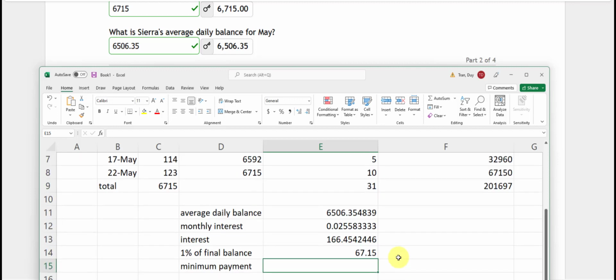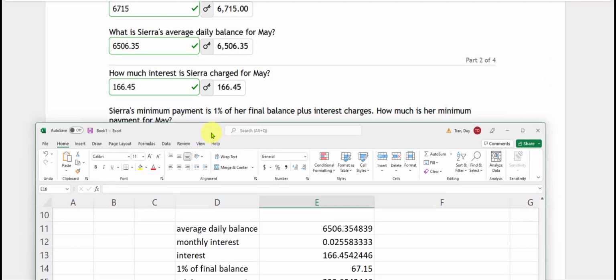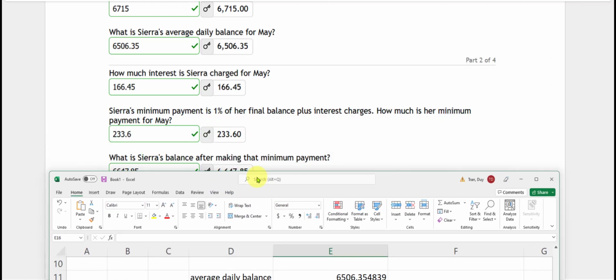67.15. So the minimum payment would be this 1% of the final balance added to the interest charged for that month, right? $166.45. And that should be $233.60. So that would be this answer, $233.60.